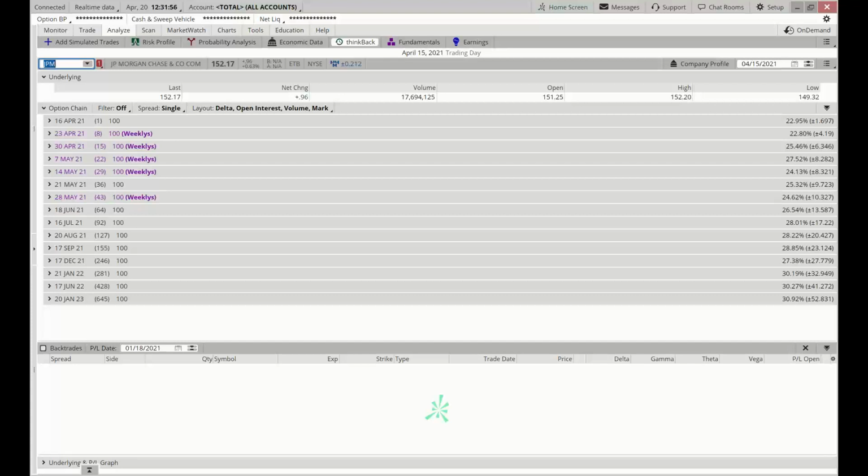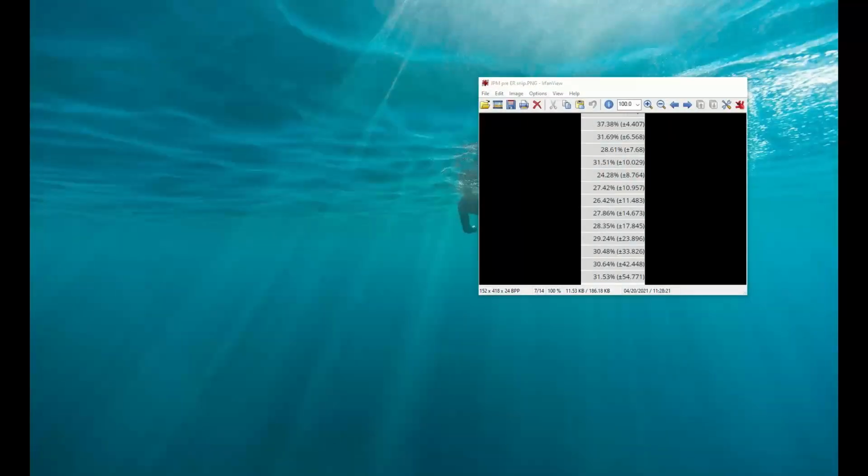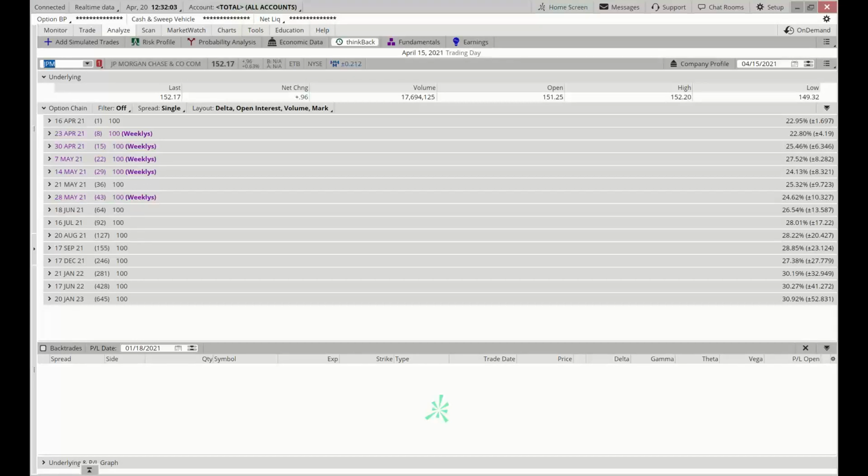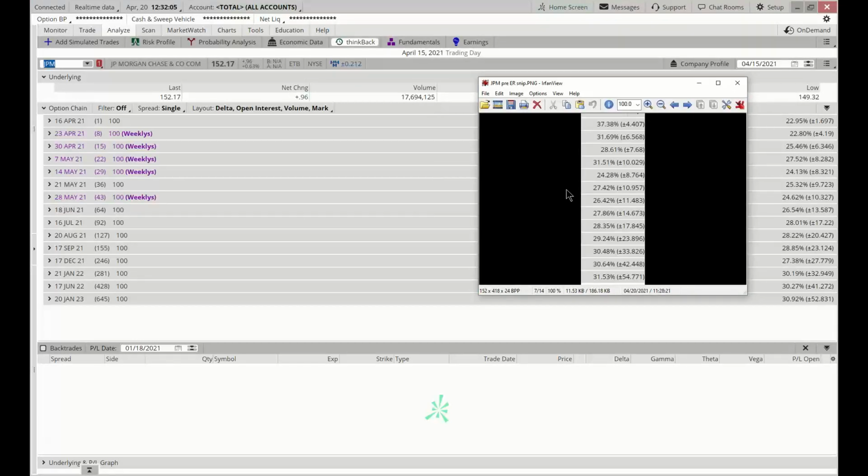I've got too many windows open. And there it is again. 37 went from 37 down to, what was it, 25, now down to 23, 31 now down to 22. And those LEAPS are still holding strong at the 30, 31 zone, okay?